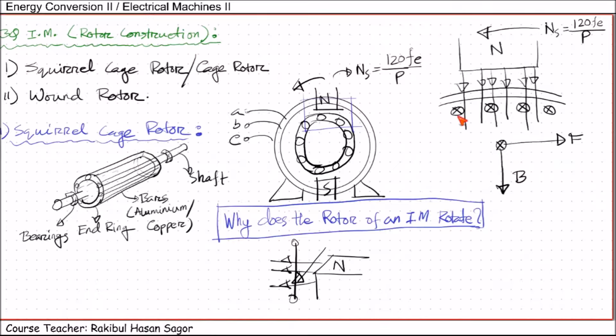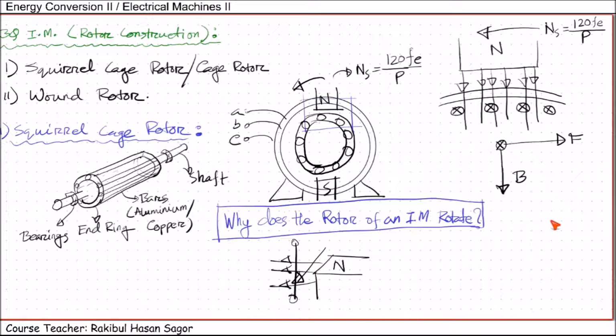Now we have a current carrying conductor which is placed under a magnetic field. Whenever a current carrying conductor is placed under a magnetic field, it will experience a mechanical force. So what will be the direction of that force? Due to that current, these bars will experience a force because they are placed under a magnetic field. Let us figure it out.